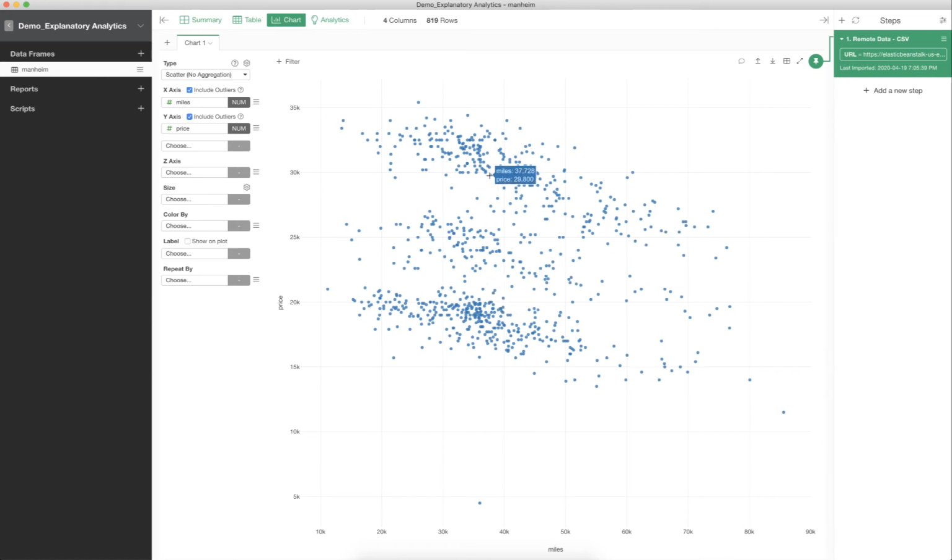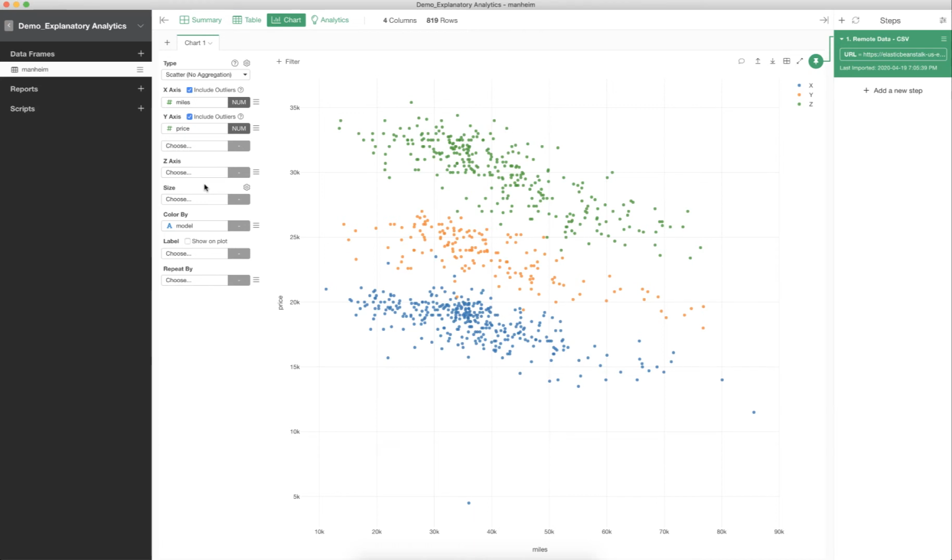Right? Now, we see three bands over here, supposedly three bands, and one of the things that we can do is decide to color these dots by one of the other aspects of the data. And since we have three models, if we color by the model of the car, we see that each model has a range of prices that it is sold at. X, being the blue dots, suggests that X is the base model maybe, and Z is the top end model. And so each of these models of cars has an association between price and miles. As the miles go up, the price of the car decreases.